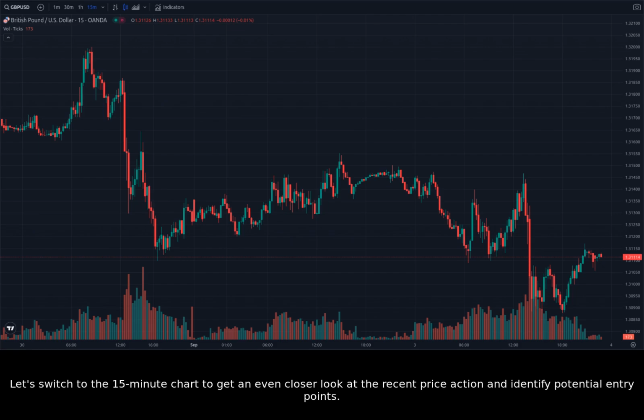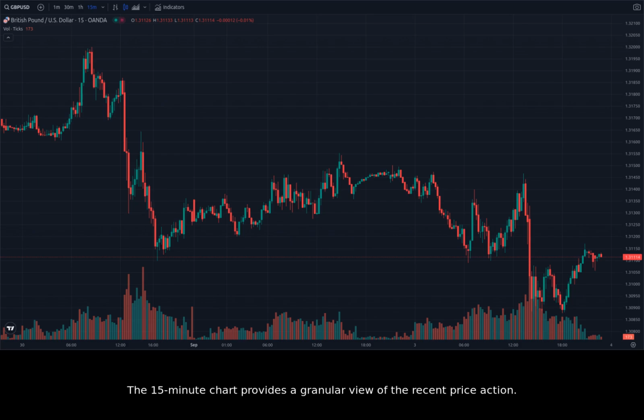Let's switch to the 15-minute chart to get an even closer look at the recent price action and identify potential entry points. The 15-minute chart provides a granular view of the recent price action. We can see a series of bullish and bearish candles, indicating a volatile market. While the price has been trending downward overall, there are several instances of short-term price reversals.